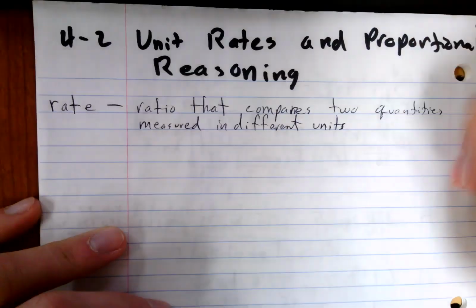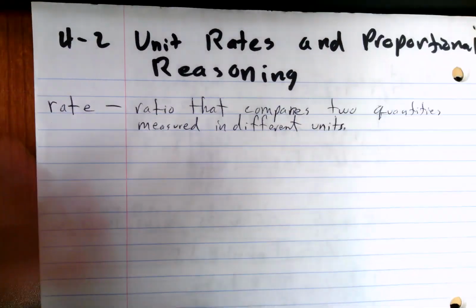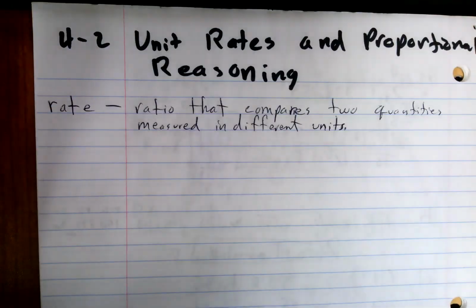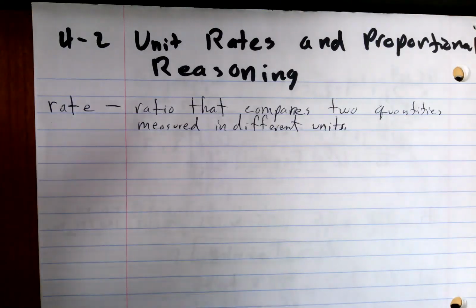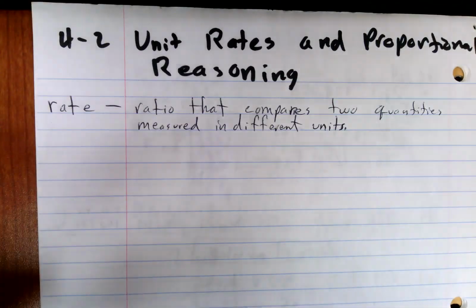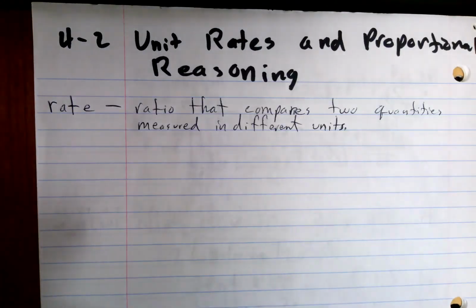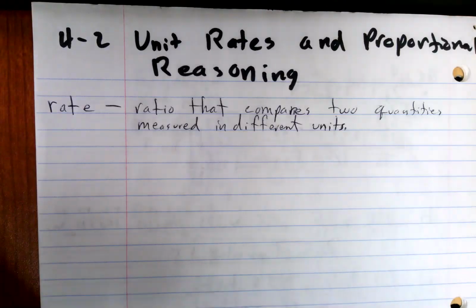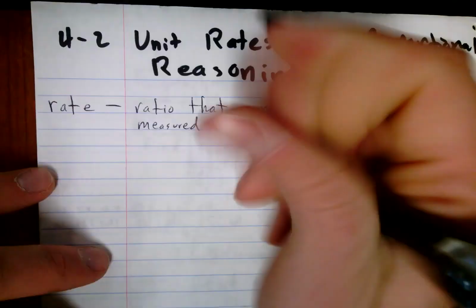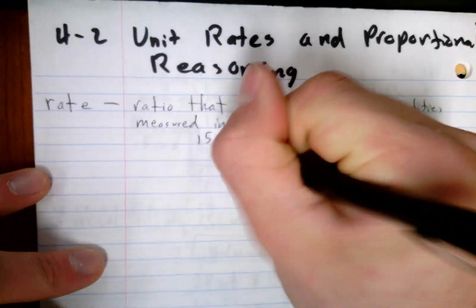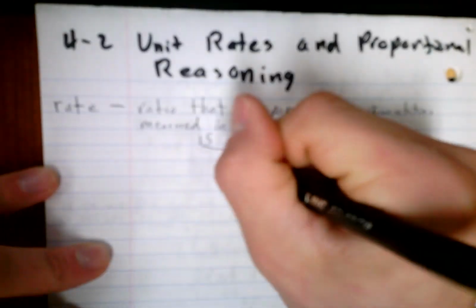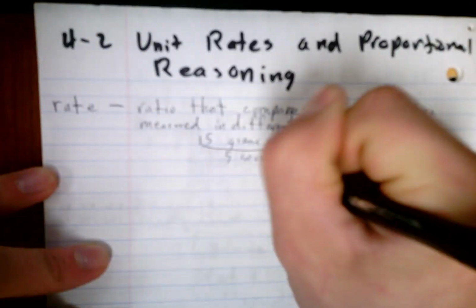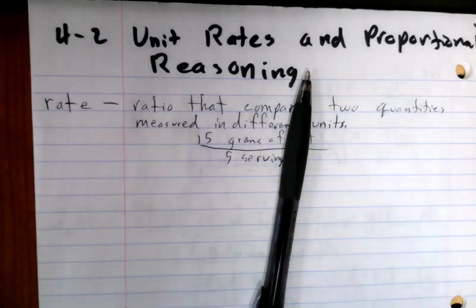Okay. So one of the most basic rates is miles per hour. We have miles compared to hours. Another one is grams of fat to the amount of servings. So if we say there are 15 grams of fat in 5 servings of canned soup, the rate would be 15 grams of fat compared to 5 servings. Go ahead and pause the video.